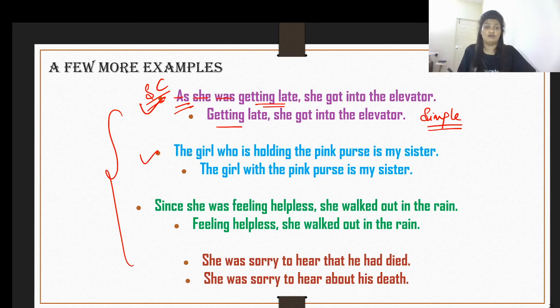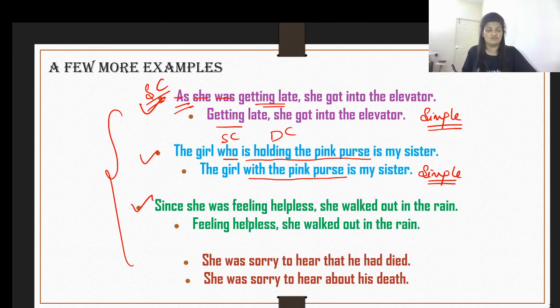Next is, the girl who is holding the pink purse is my sister. Now here, who is your subordinating conjunction, and this is your dependent clause. Now this is going to be converted into a phrase like this: the girl with the pink purse is my sister. Thereby, you get your simple statement. Next one is, since she was feeling helpless, she walked out in the rain. So since is your conjunction and this is your dependent clause.